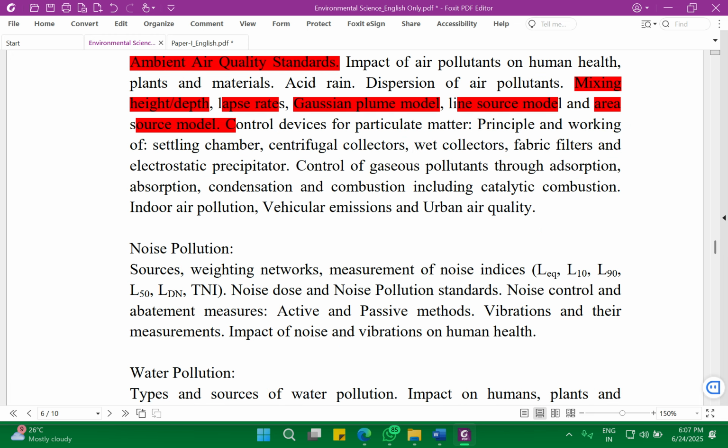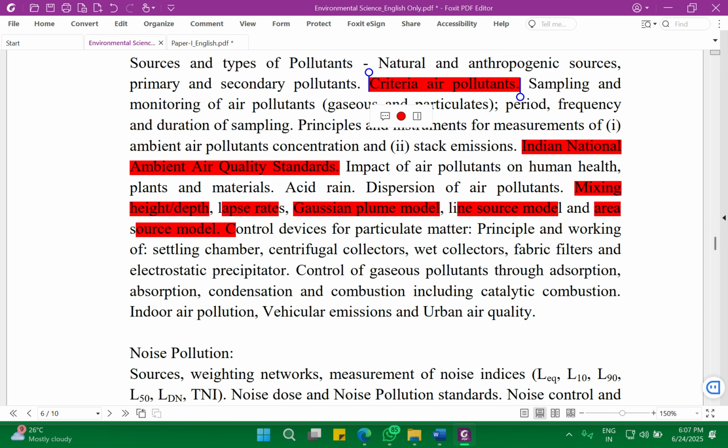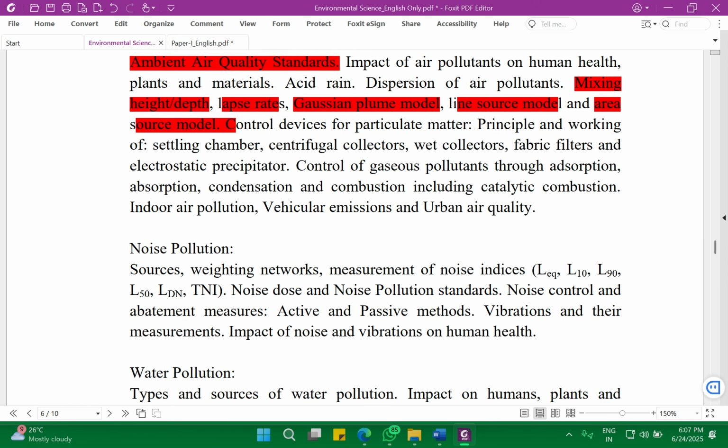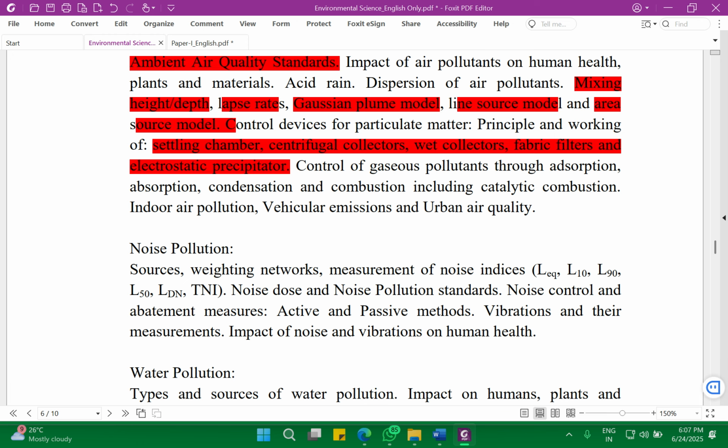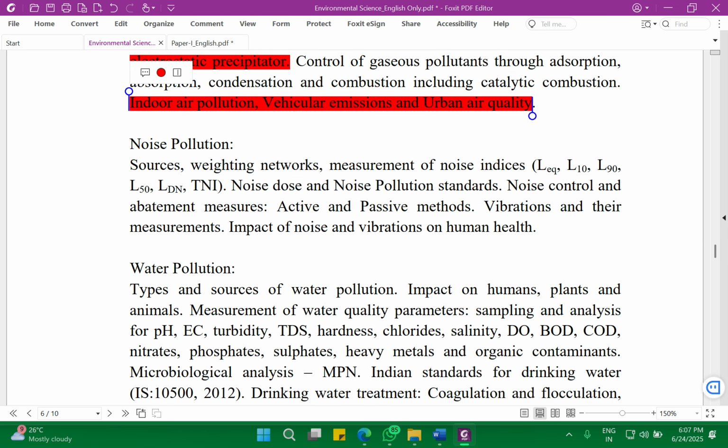We have around 8 criteria pollutants, and in addition to that we have the NAAQS, National Ambient Air Quality Standards. Then you need to know the instruments. Among these instruments, the most efficient is the electrostatic precipitator. This question they are asking repeatedly. And then you need to know indoor air pollutants, because recently we are experiencing so much indoor air pollution. For example, radon is a major indoor air pollutant in our country.